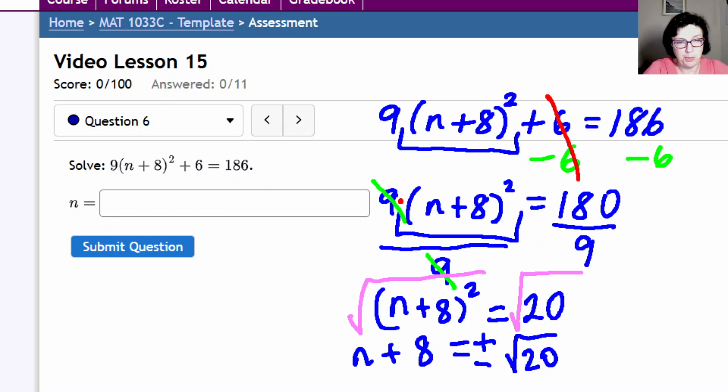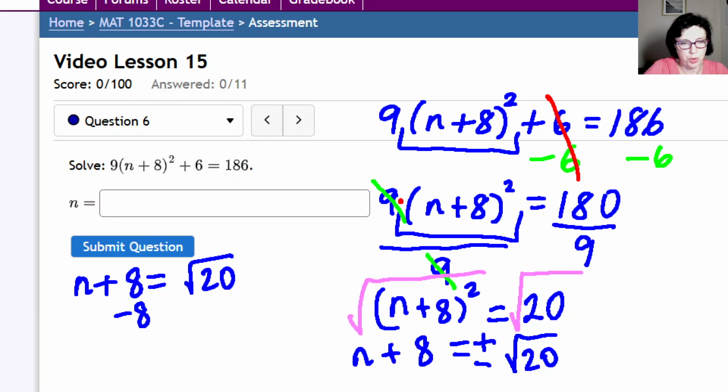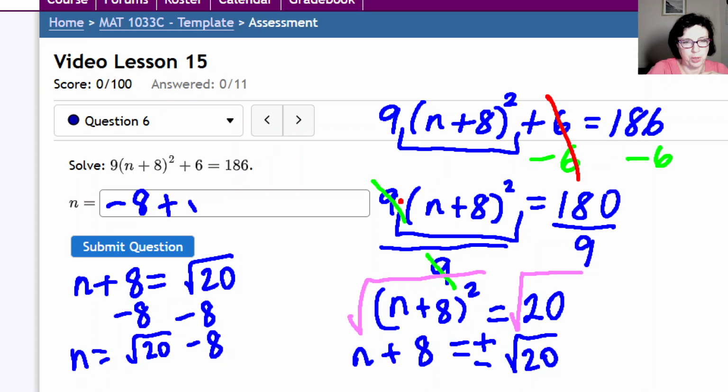Okay, that means what? Well, one of the answers is going to be n plus 8 equals positive square root of 20. Now, when you subtract 8, that gives you n equals square root of 20 minus 8. Or usually they put negative 8 first and then plus square root of 20. That's going to be one solution.